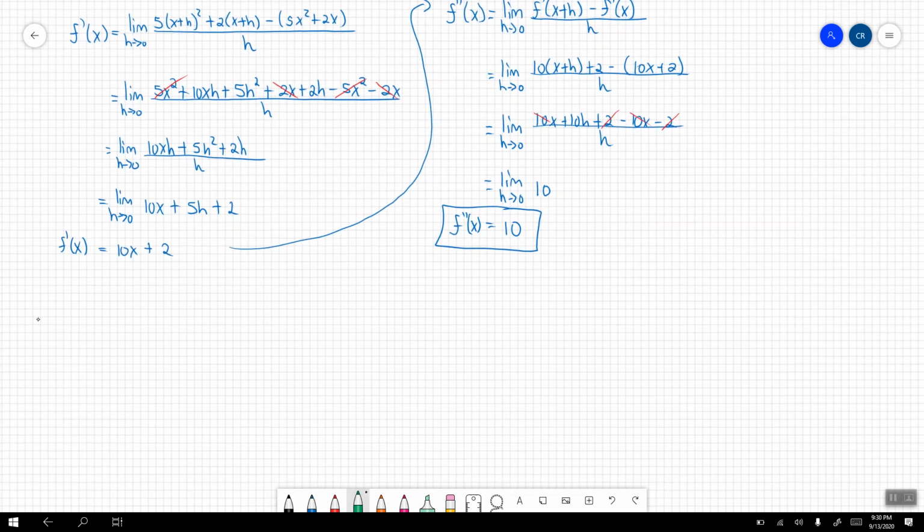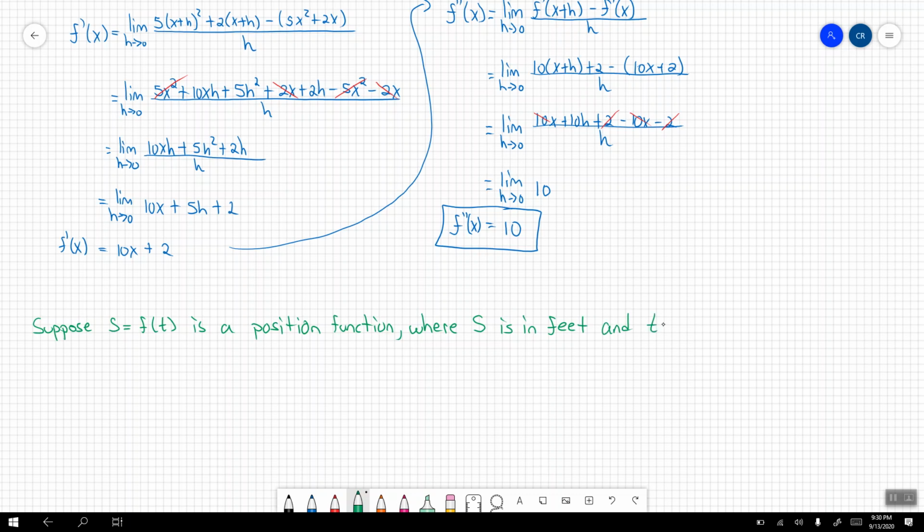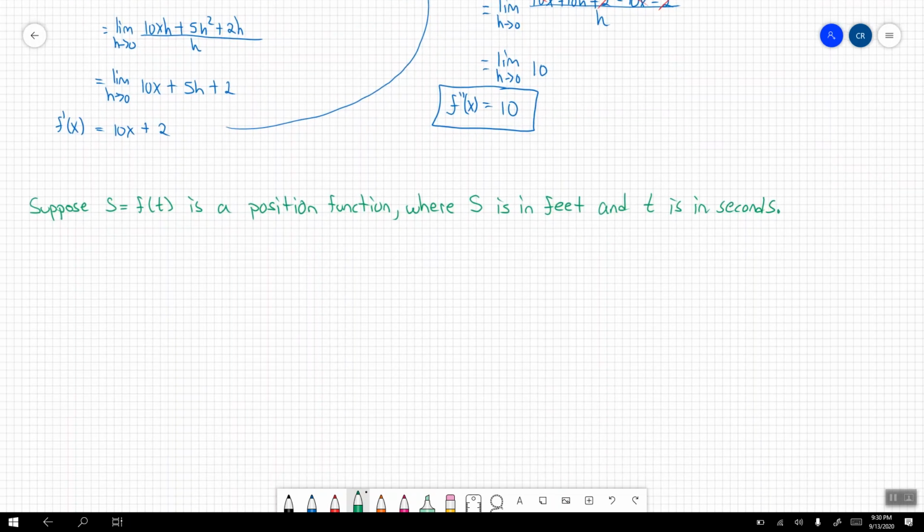Now, let's start off by looking at this here. Suppose that s is equal to f of t, and this is a position function where s is in feet and t is in seconds. Okay, so we have this in mind.